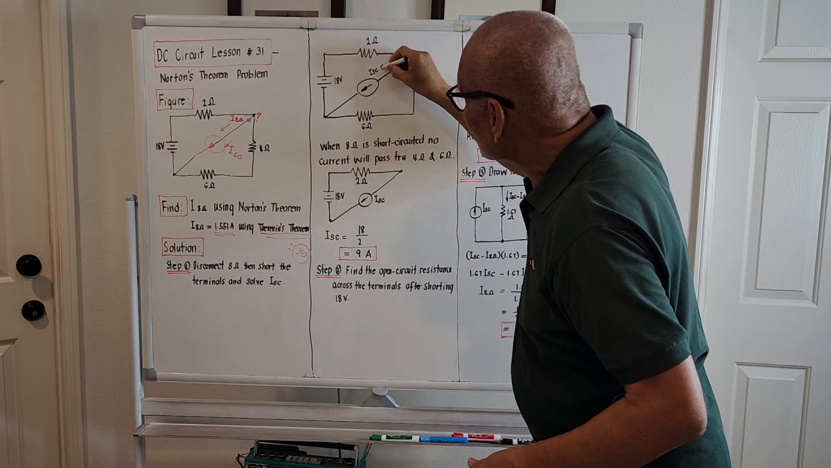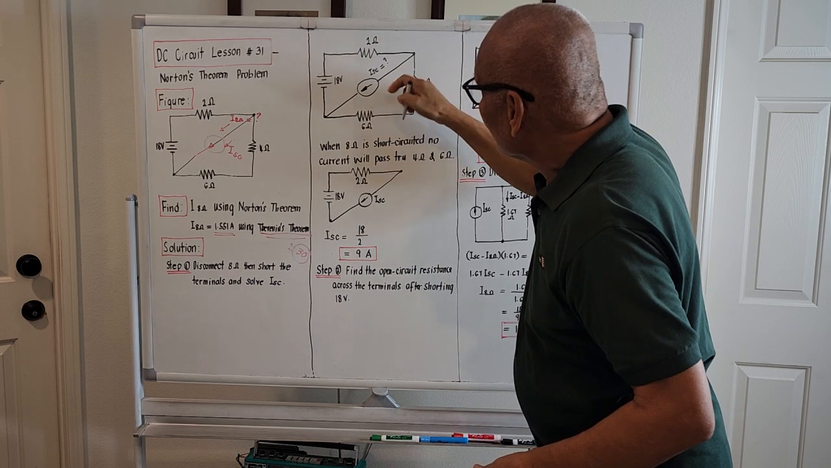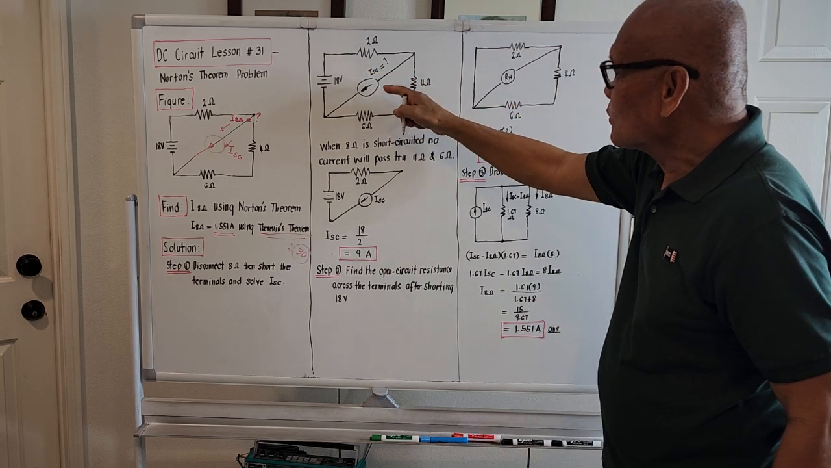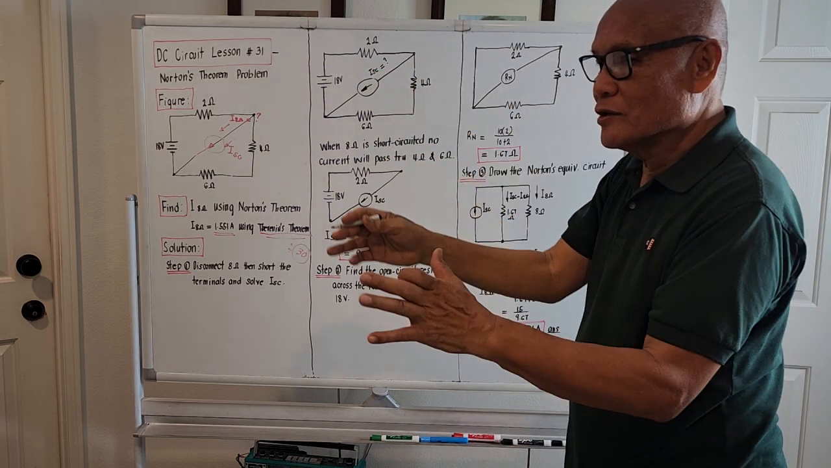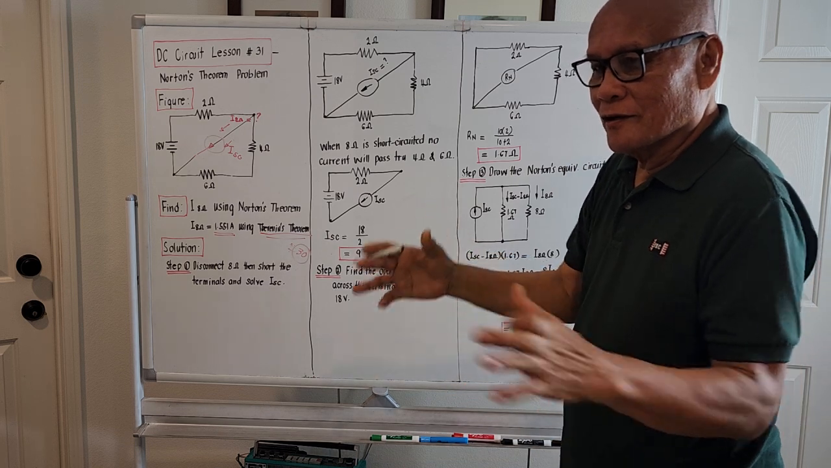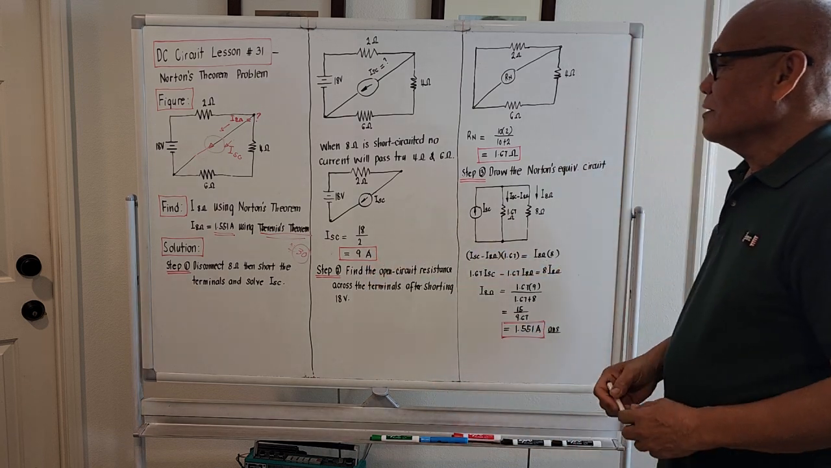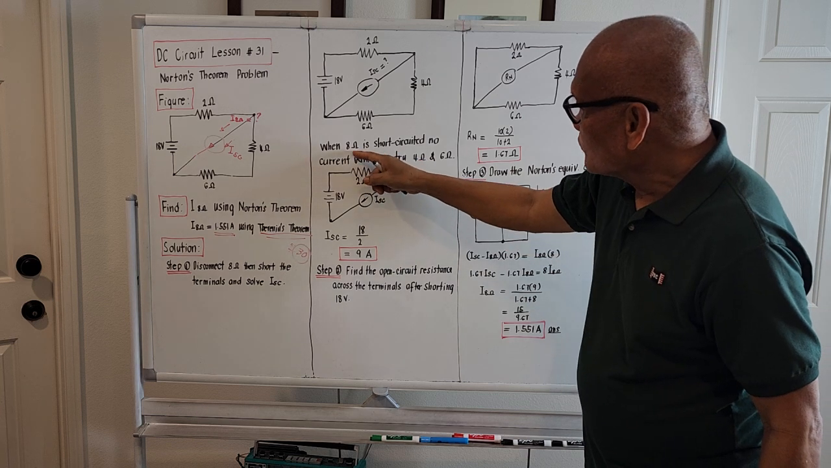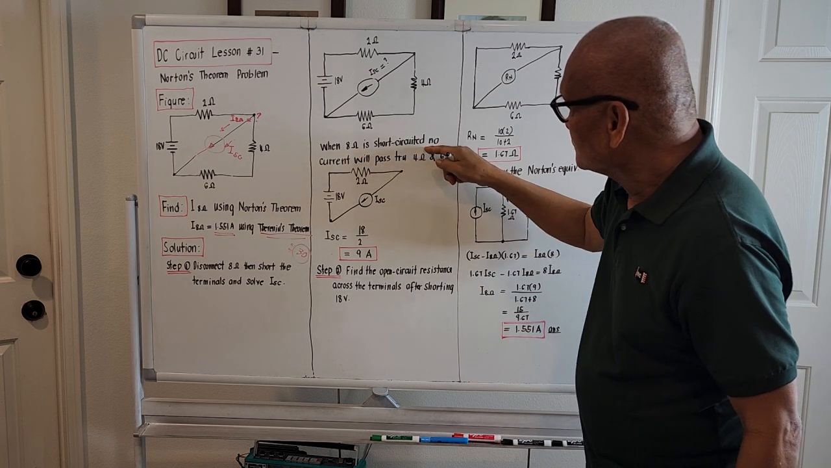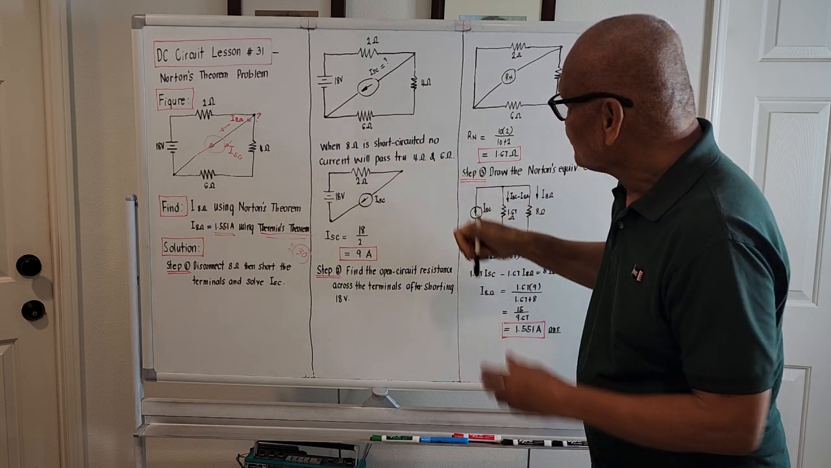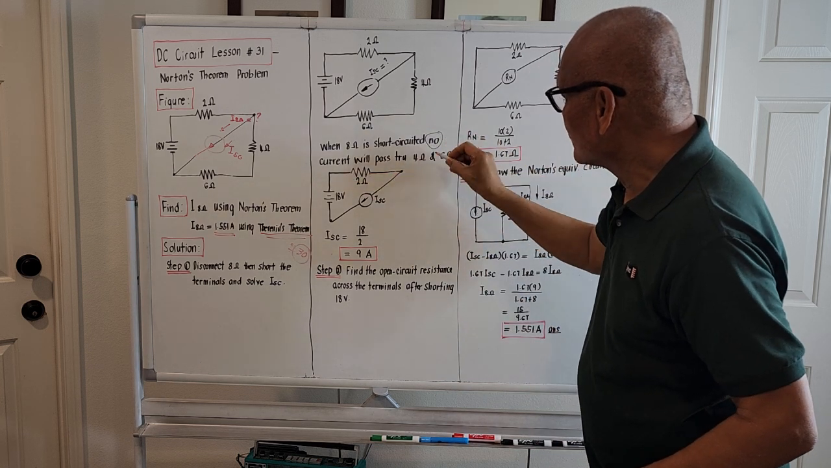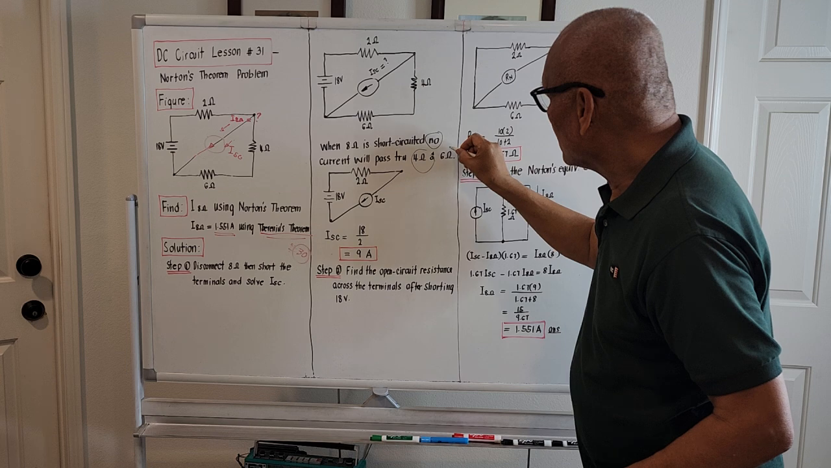Capital letter I with the subscript SC, meaning the short circuit current. We will try to compute this one using our knowledge of the concepts of electrical engineering. Okay? There is an annotation here. When the 8 ohm is short circuited, no current will pass through the 8 ohm and the 6 ohm.